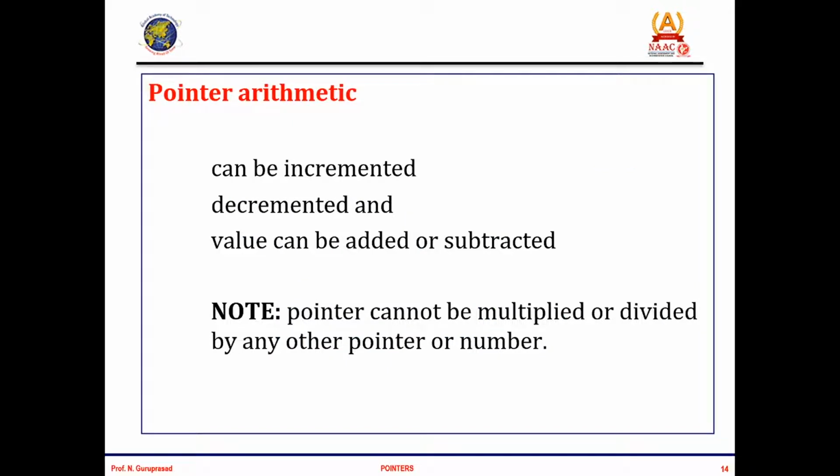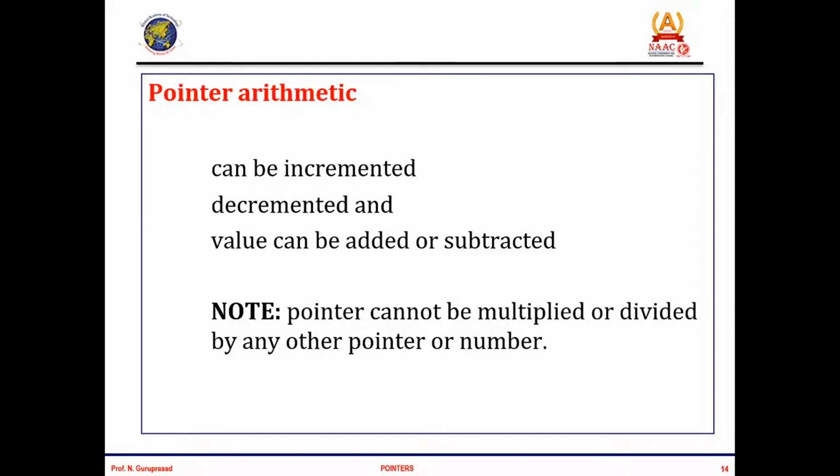Okay, let's move to the next point, that is called pointer arithmetic. Now listen carefully to what happens in pointer arithmetic. A pointer in C is an address, which is a numerical value. You know this very well. Therefore, you can perform arithmetic operations on a pointer just as you perform on a numerical value.